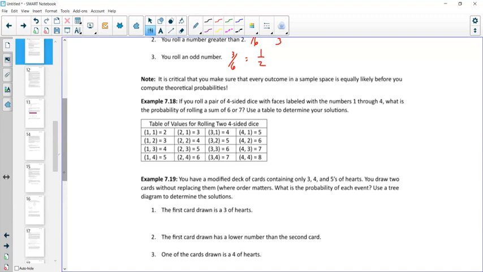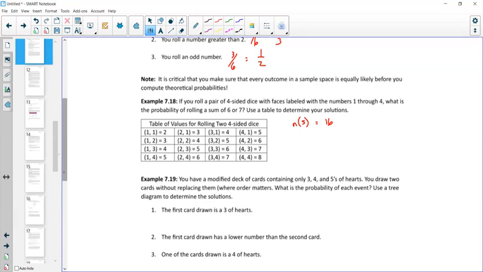So how many different outcomes are there? Or how many different possible combinations, or how many different possible outcomes are there? Well, we have them listed here. There is 4 times 4. There's 16 samples, or outcomes in the sample space.